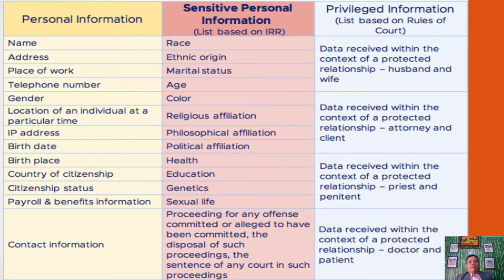So, privileged information: data received within the context of a protected relationship, husband and wife. Covered this one: race, ethnic origin, marital status, age, and color. Data received within the context of a protected relationship, attorney and client: affiliation, religious, philosophical, political. Data received within the context of a protected relationship, priest and penitent: of course, covered health, education, genetics, and sexual life. And data received within the context of a protected relationship, doctor and patient. So this one.